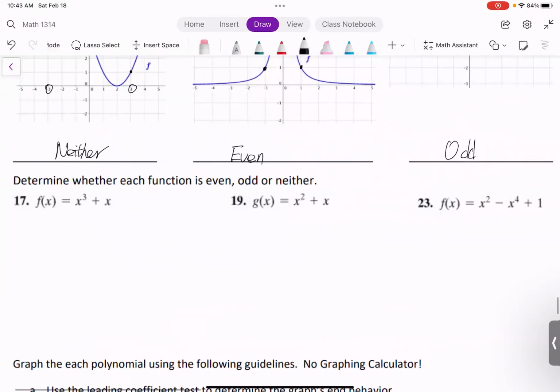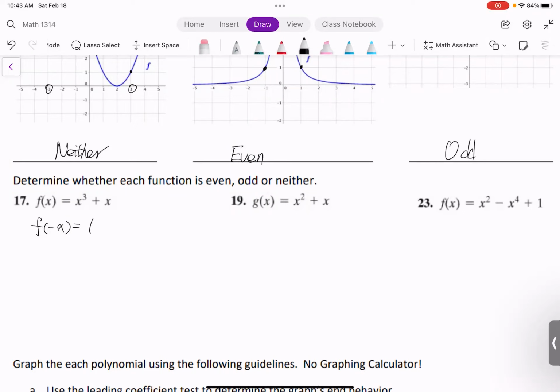Let's see, determine whether each function is even or odd. First one. If we don't have a graph, we just plug in the f of -x. If it is equal to the function f of x, that's even. If it is the opposite sign of f of x, that's odd. If it satisfies none of these two conditions, that's neither.